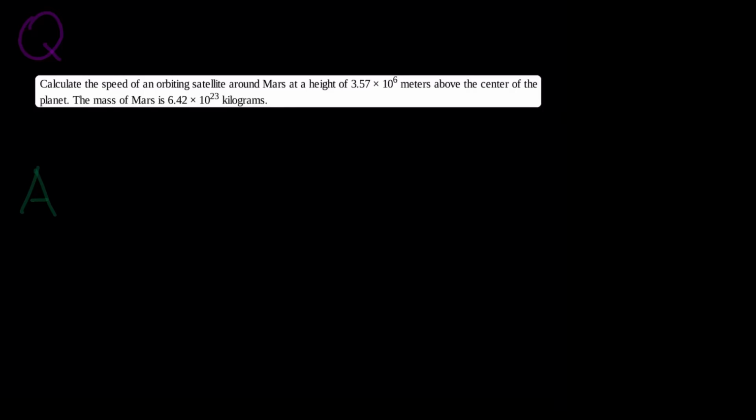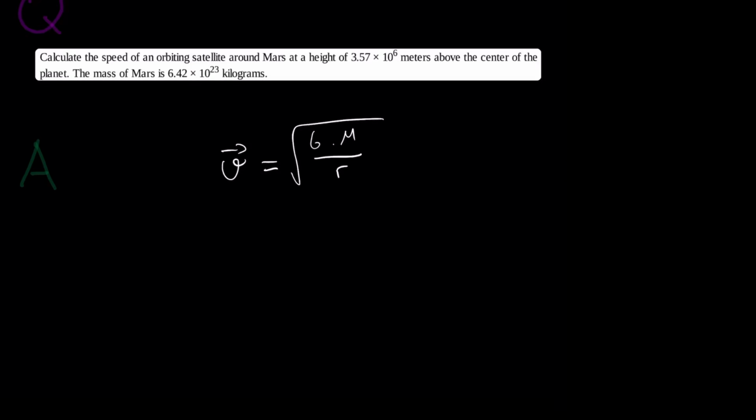We have deduced the velocity formula. Now is a good time to use it. So velocity is equal to the square root of G times the mass of the planet over r. And we happen to have all of the variables, so let's just plug them in. So G is 6.67 times 10 to the negative 11 times the mass of Mars, 6.42 times 10 to the 23rd, over 3.57 times 10 to the 6th.